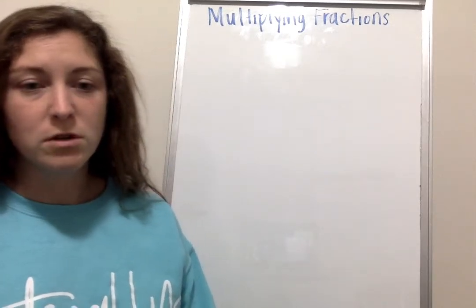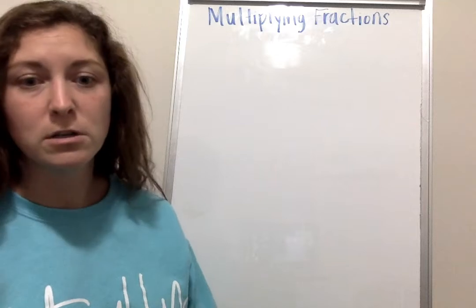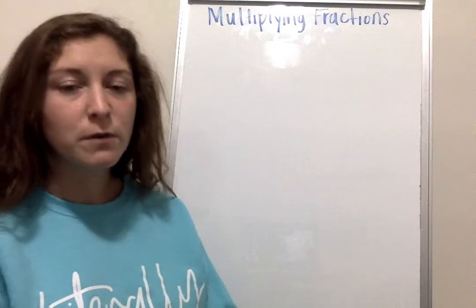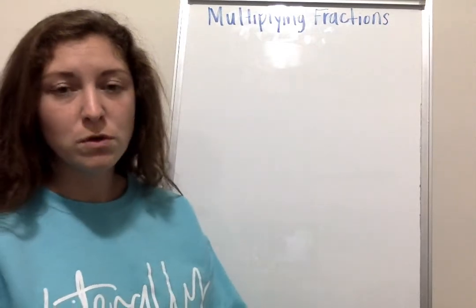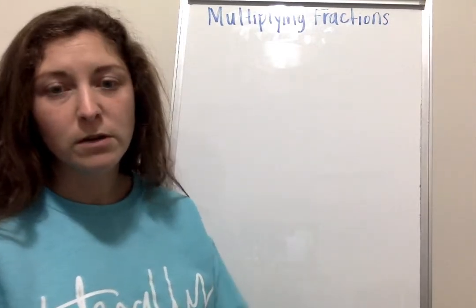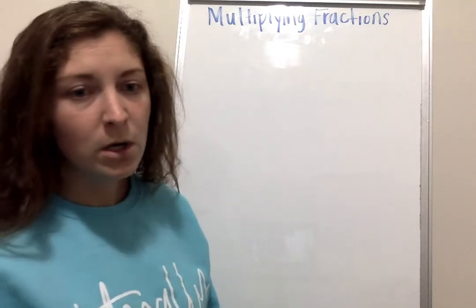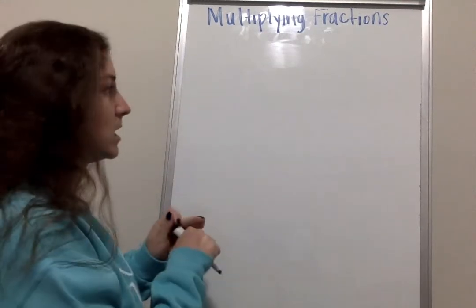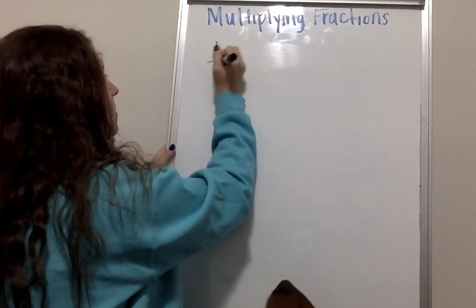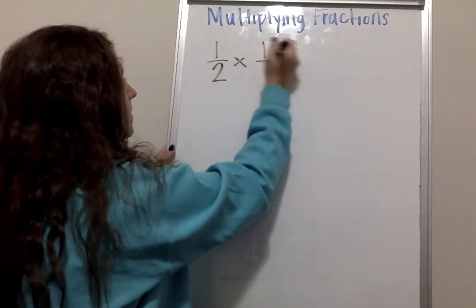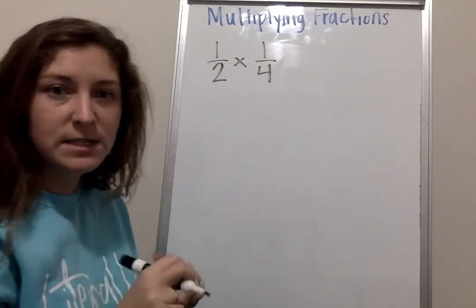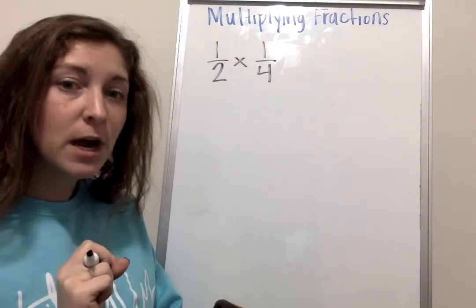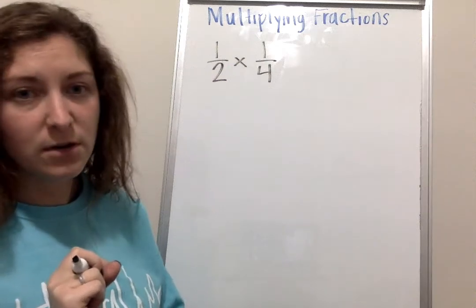We are going to start first with models, and then we're going to talk about what would be the standard algorithm for how to solve these. So for the first problem, we're going to start off really easy with two unit fractions. If you remember correctly, a unit fraction has a numerator of 1. So the first problem that we are going to start with is going to be 1/2 times 1/4. And we want to model these fractions first and then talk about the standard algorithm.